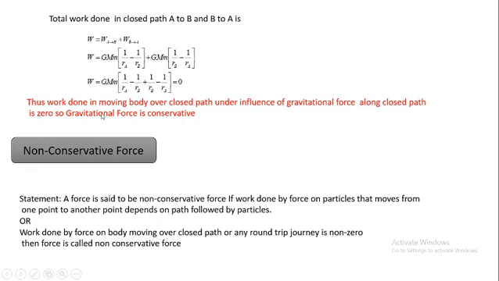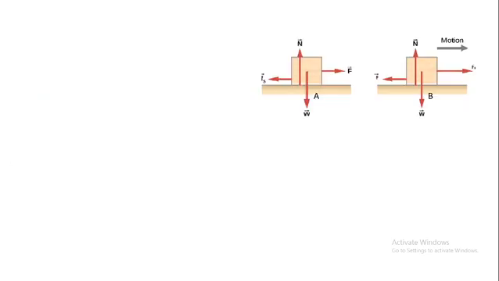In the case of a conservative force, the work done over the closed path is equal to 0. But in a non-conservative force, the work done over the closed path or any round trip journey is not equal to 0, it is non-zero. Then that force is called a non-conservative force. You should remember, non-conservative means the work done depends on the path followed by the particle, or the work done over the closed path is non-zero.